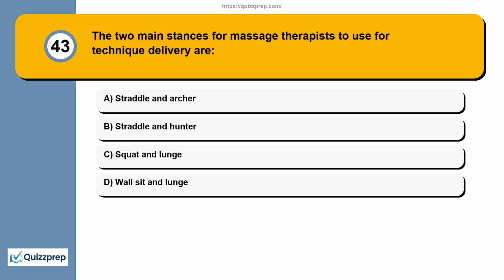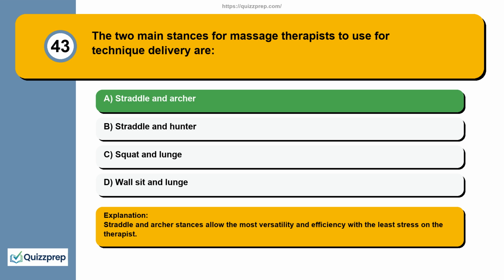Question 43. The two main stances for massage therapists to use for technique delivery are straddle and archer, straddle and hunter, squat and lunge, wall sit and lunge. Straddle and archer stances allow the most versatility and efficiency with the least stress on the therapist.